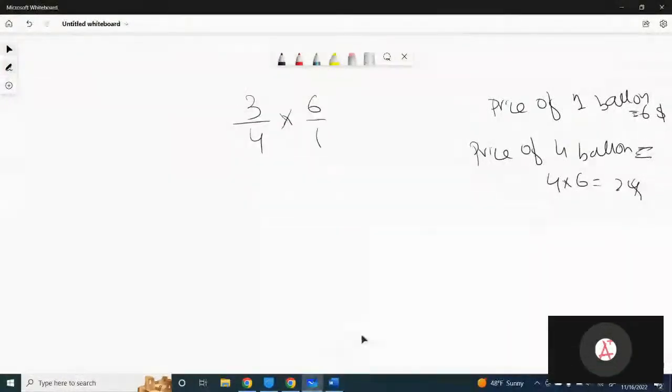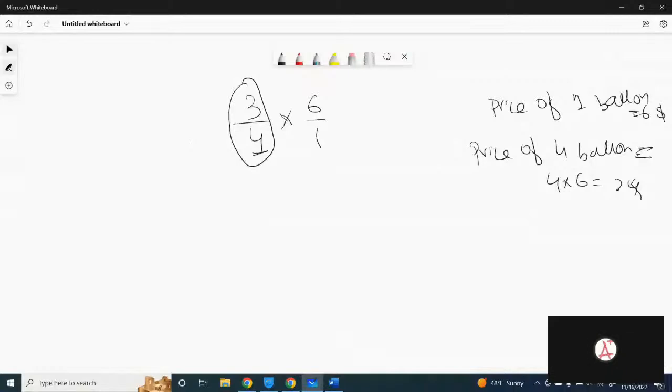Same thing you have to do here. The amount of vinegar for one dressing is 3 by 4. You have to calculate it for 6. So you need to do 3 by 4 times 6. Here is just a fraction. Do not confuse it with a fraction. You need to do the same thing, 3 by 4 times 6.